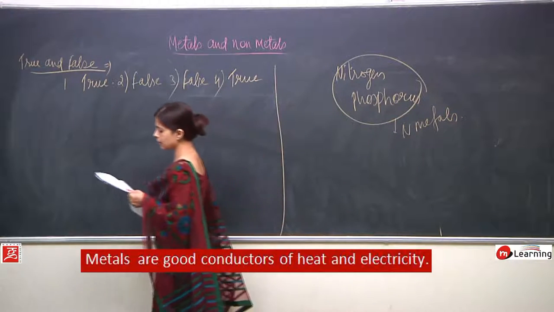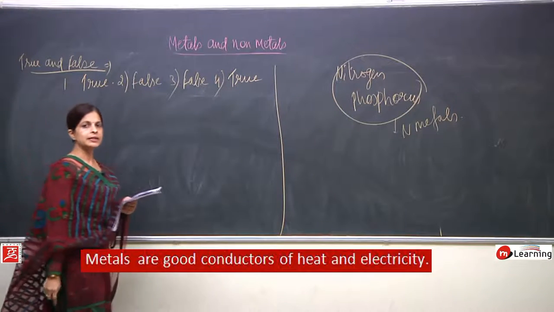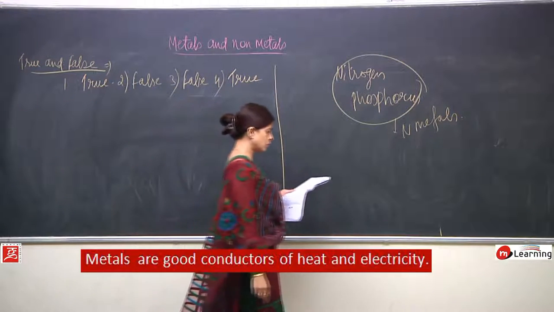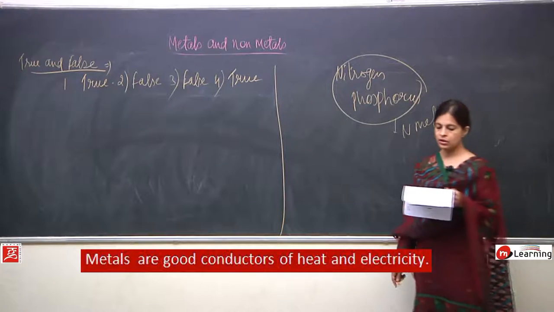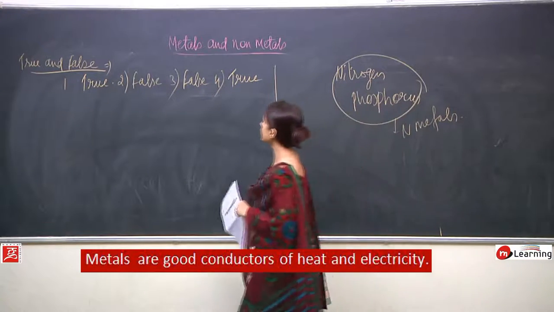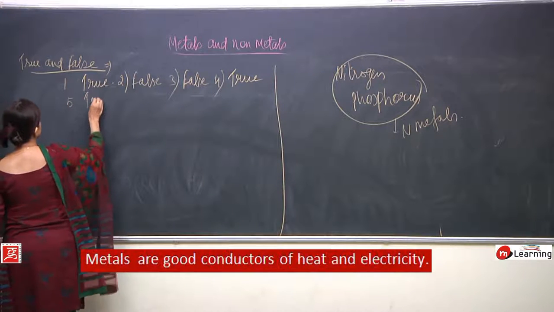Now next one: metals are good conductors of heat and electricity. I will repeat it. Metals are good conductors of heat and electricity. So it is again correct. The fifth one is also correct, meaning true.